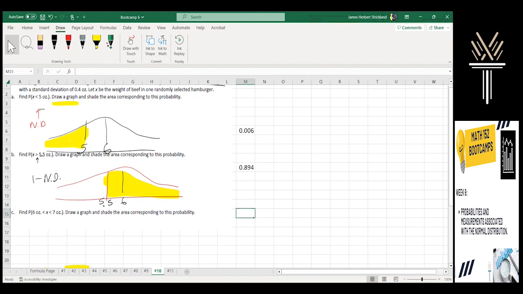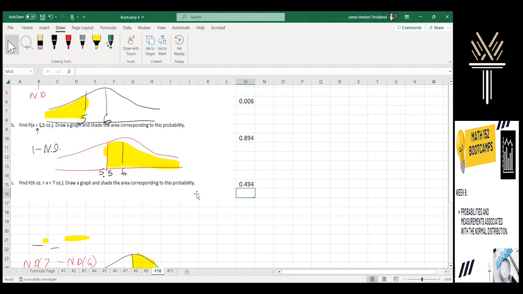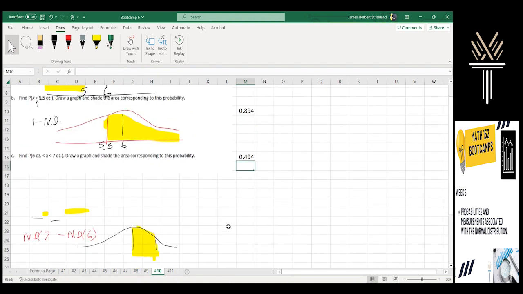And then when we have 2, we know to do the big minus the small. So norm.dis. 7 was bigger, given the mean was, number I forgot, 6, and 0.4, always true, minus norm.dis of the smaller measurement, 6, given the mean was 6, 0.4, always true. And there we go. That would be the probability between those 2 lines.